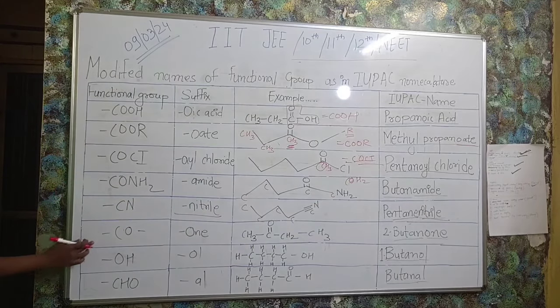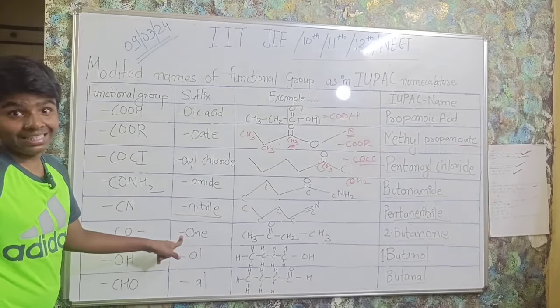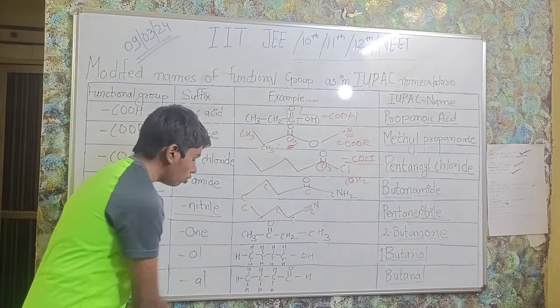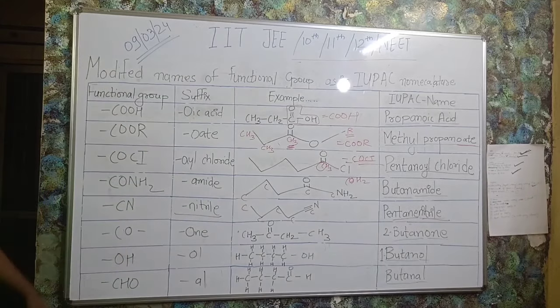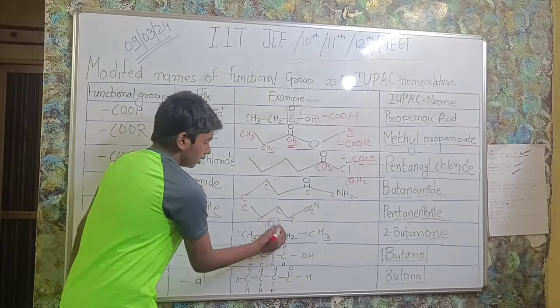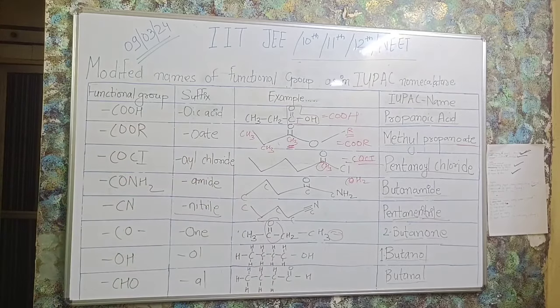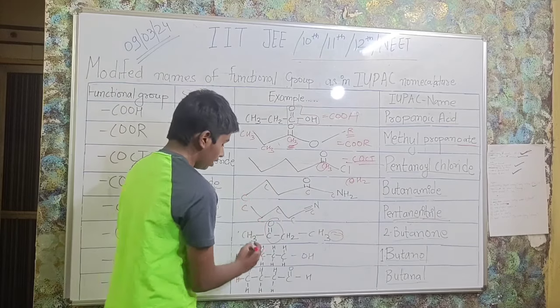Now let's learn the next functional group, that is C=O, for which we use the suffix one. Now here is the structure. This CO structure will always come in the middle. Never at the bottom side or at the top, it will always be in the middle.